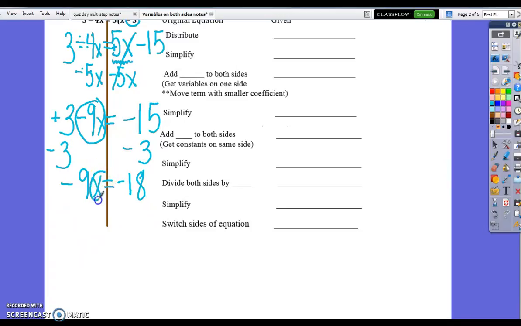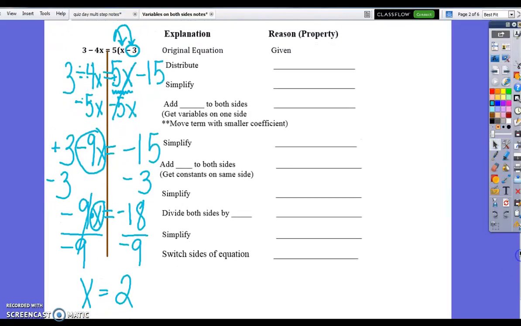Okay, so I have to get x by itself still. What's in my way? Negative 9, but they are multiplying each other, so what am I going to do to get rid of it? I'm going to divide by both sides. Okay, so I have x equals, and this would be a positive 2. However many steps it takes, it's going to take a lot.